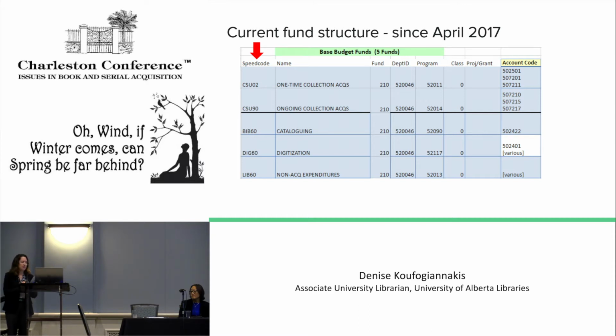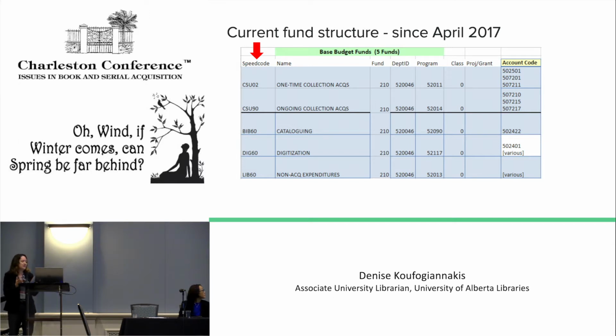But during that time, it really didn't make sense because our new unit was really meant to focus holistically on the collection and not to have to worry about where and how much exactly the spending was in each of the subject areas. So we kept the structure, but we kind of ignored it, and we just let things fall out where they were in that first year.